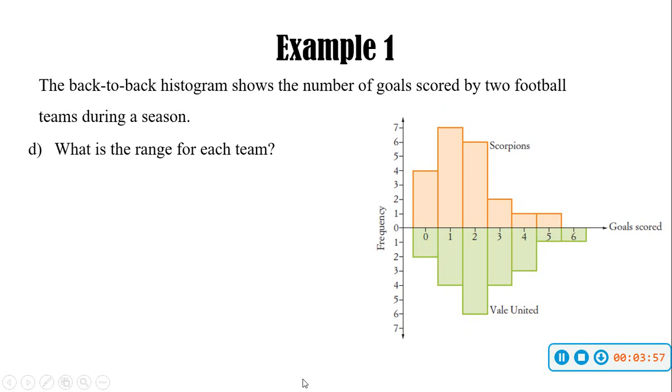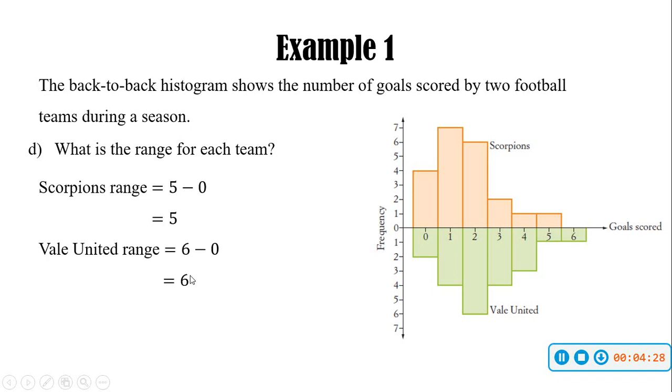Part D. What is the range for each team? Range is the highest number of goals scored take away the lowest number of goals scored. If you look at the horizontal axis, for Scorpions, the highest goal scored is 5 and the lowest goal scored is 0. So Scorpions' range is 5. Similarly, for Whale United, the highest number of goals scored is 6, take away the lowest number of goals scored, 0, is 6.